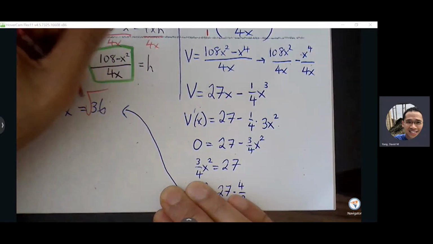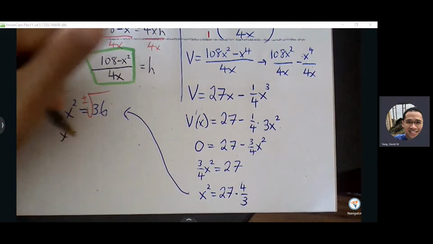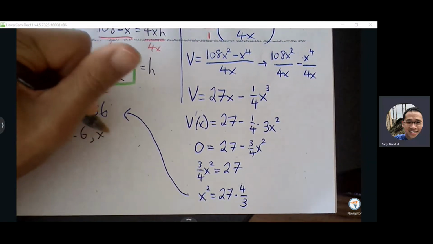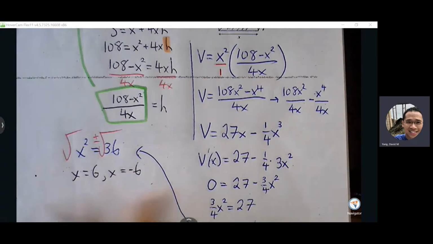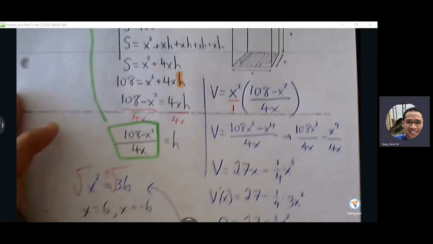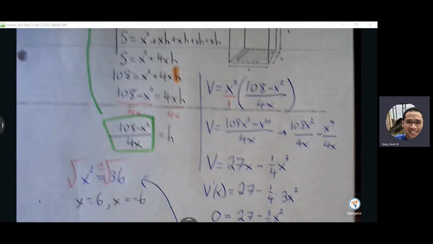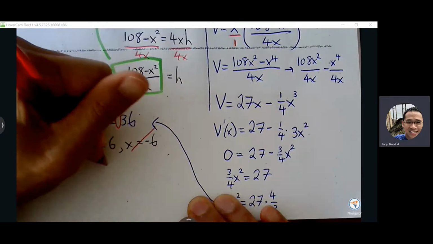There's a plus or minus that shows up. But only one x value makes sense, right? What's that? Positive 6, right? We're talking about length, physical length of a base of a rectangular box, so negative is not going to make sense. So that's out. So x is equal to 6.